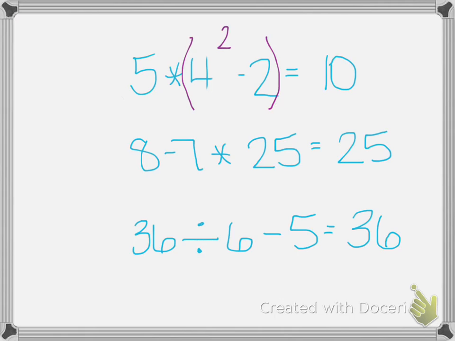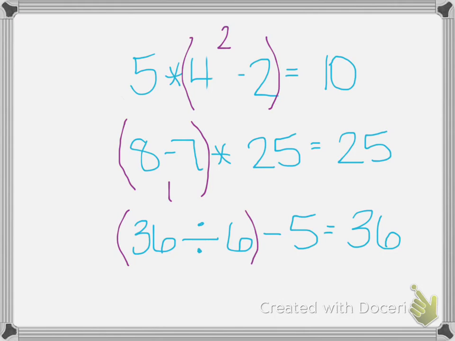For B, it says 8 minus 7 times 25 equals 25. So again, we can start by putting parentheses around 8 minus 7. 8 minus 7 is 1. 1 times 25 is 25. Therefore, that is correct.